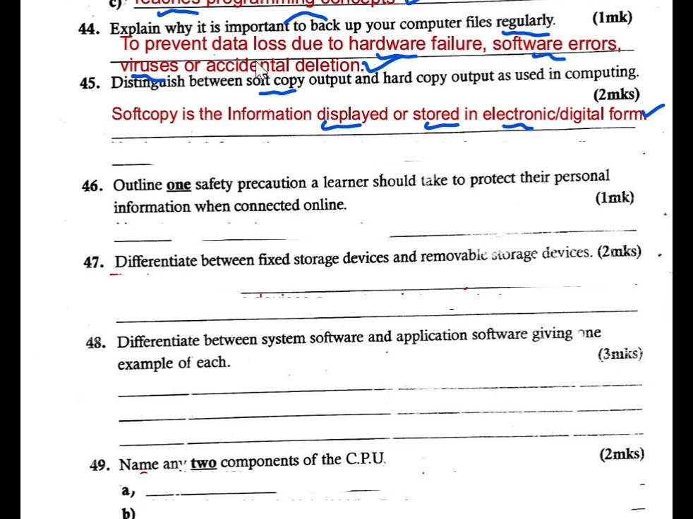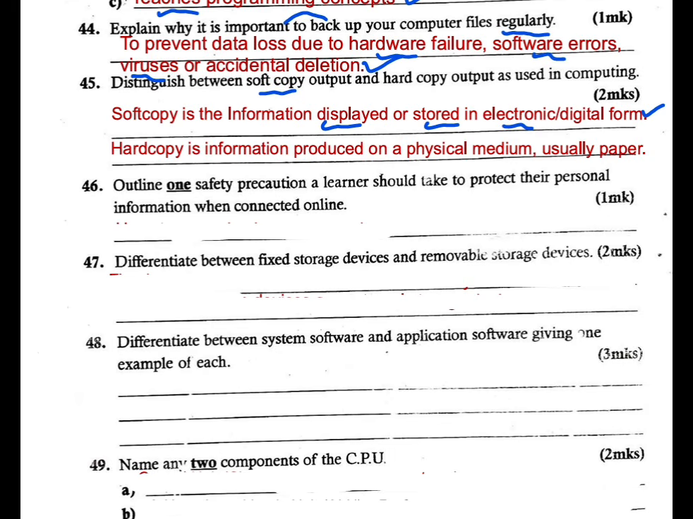Like this one I have here, this exam we are doing, it's called a soft copy. It is stored in electronic or digital form. It is stored in my computer. What about a hard copy? Hard copy is information produced on a physical medium, usually a paper. So hard copy is tangible. For example, if I print this exam, we call it a hard copy. You can touch it.